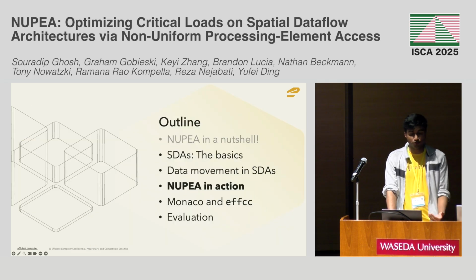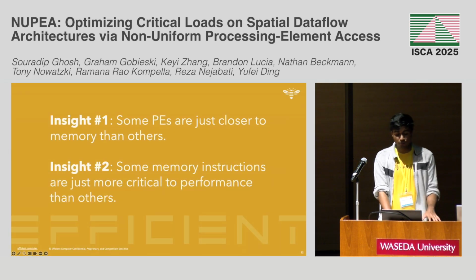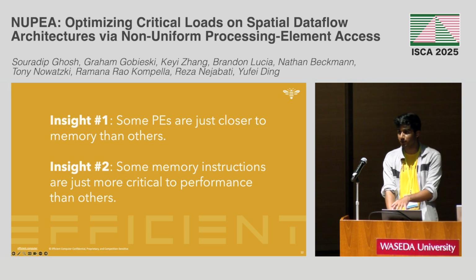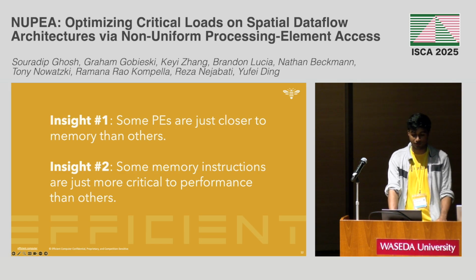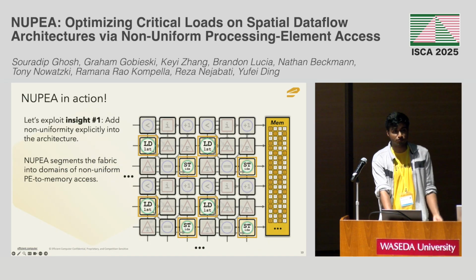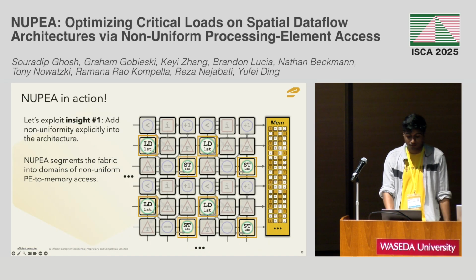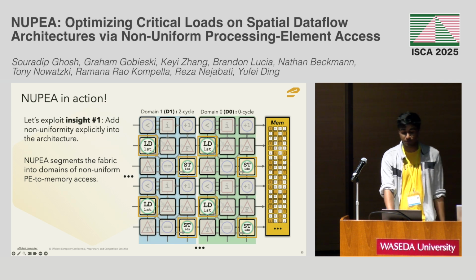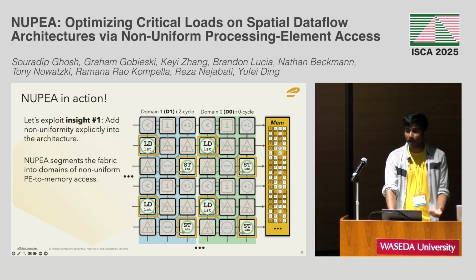All right, so let's see NUPEA in action then. Recall that we built this intuition for NUPEA using these 2 insights. Some PEs are just closer to memory, and some instructions are just more critical. Let's exploit insight number 1 to solve the problem for this program. If some PEs are closer to memory, we can segment them off and give some of the PEs fast access. So we'll add non-uniformity explicitly in the architecture.